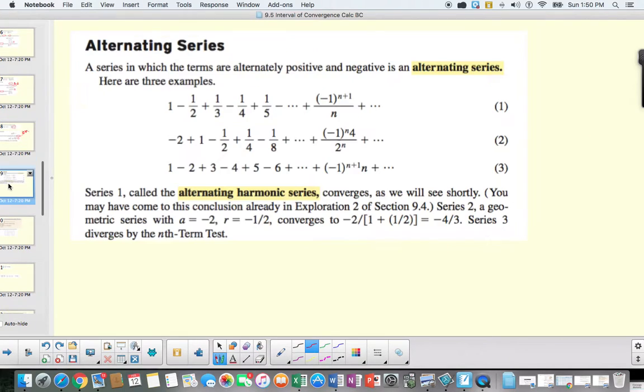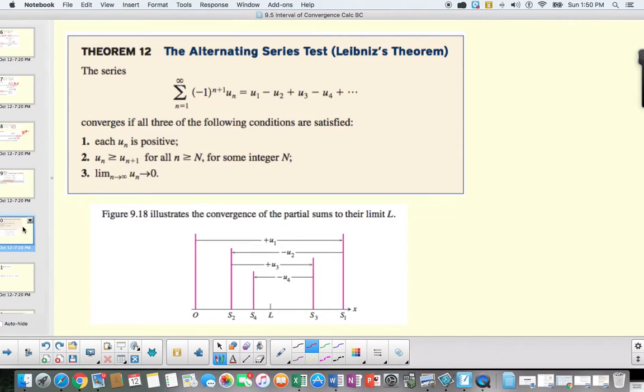Let's go to another test, and that's called the alternating series test. But before we do that, let's talk about what an alternating series is. It alternates between positive and negative. So here are some examples. You can start with positive, and so on, or you could start with negative, positive. And I guess what we need to do is remember that an alternating harmonic series does converge. We had talked about that before, but let's continue. And here's the test.